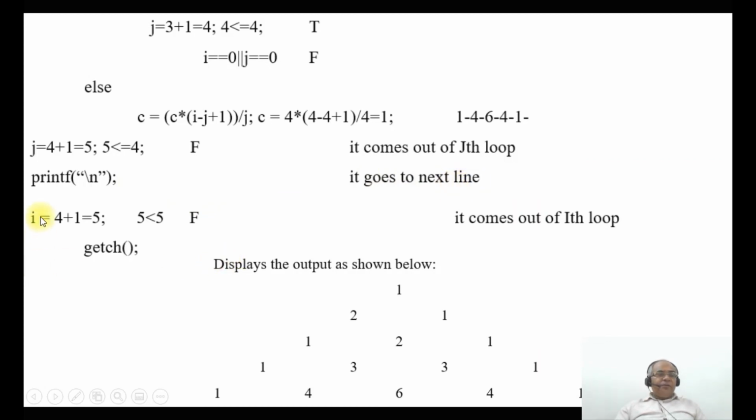But again, the I value becomes 5. Is 5 less than 5? The condition is false. It comes out of the I loop. So finally this is the display of the output, which will be 1, then 1 1, 1 2 1, 1 3 3 1, and 1 4 6 4 1. So this is how you will be able to get the analysis of the Pascal triangle.